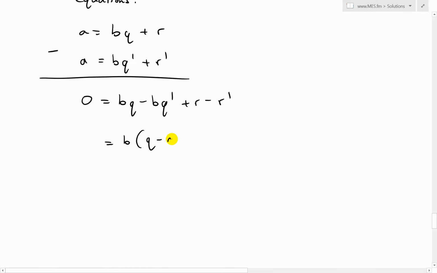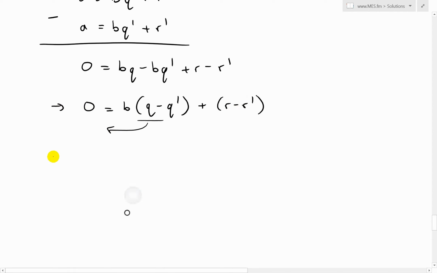Now if we factor out the b, we get b times q minus q prime, plus now we have this part r minus r prime, and this again equals 0. So what I'll do now is move this all the way to the other side. What we get is r minus r prime equals a negative b times q minus q prime, and we can put the negative inside, so we have b times q prime minus q.